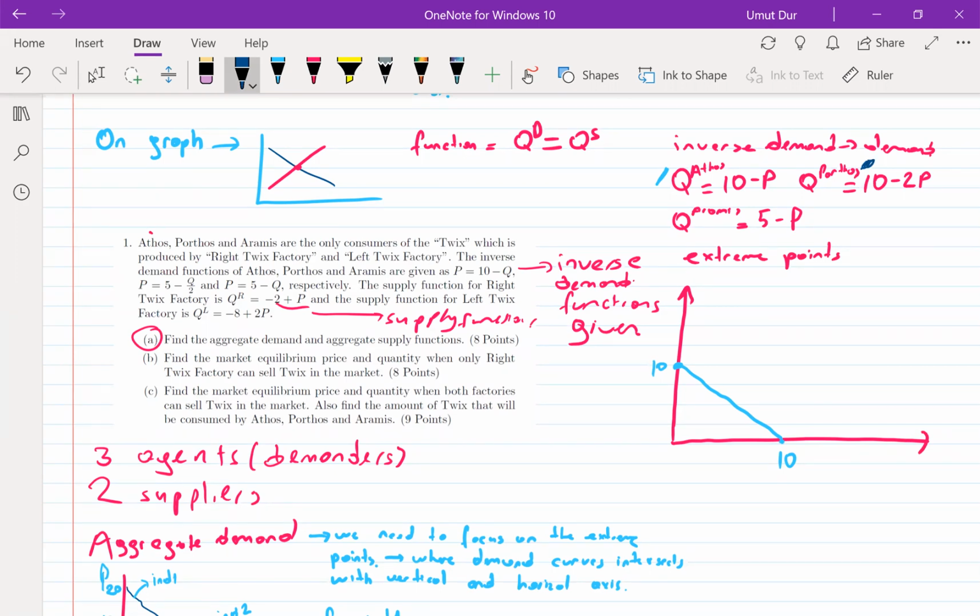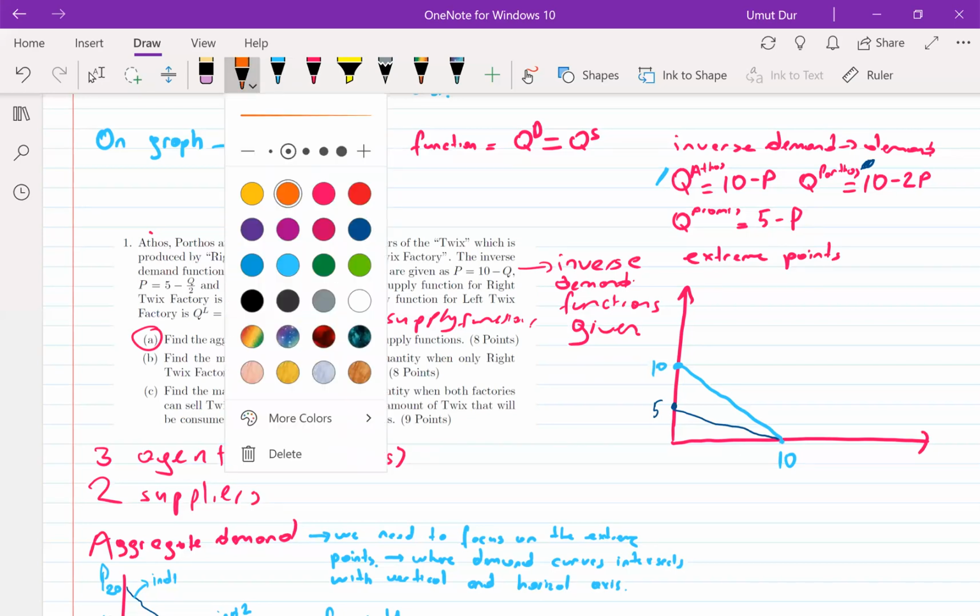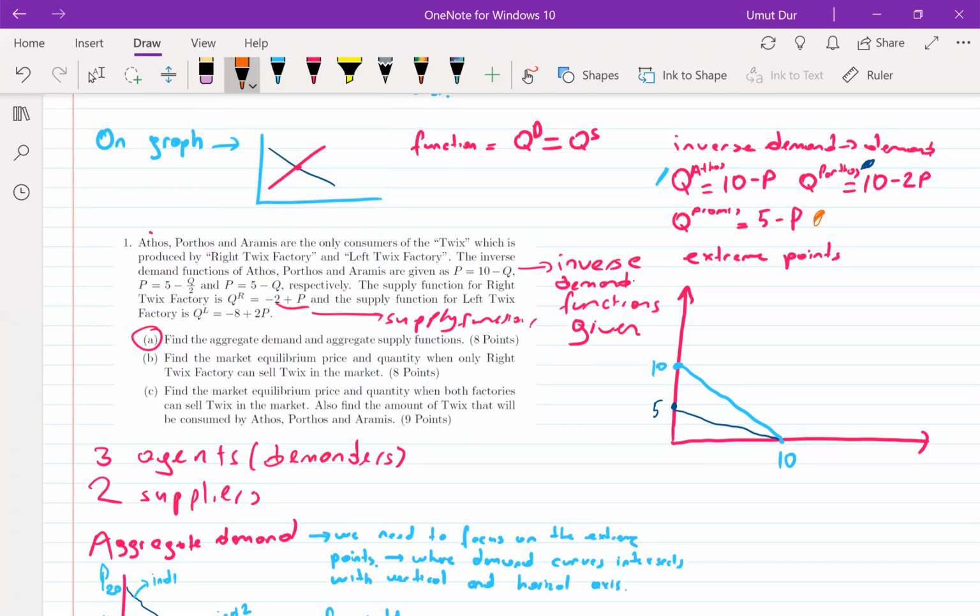He will demand nothing when the price is 5, and the maximum amount that he will demand is also 10. And finally for Aramis, he will demand nothing when the price is 5, and the maximum amount that he will demand, let that be orange, is 5.